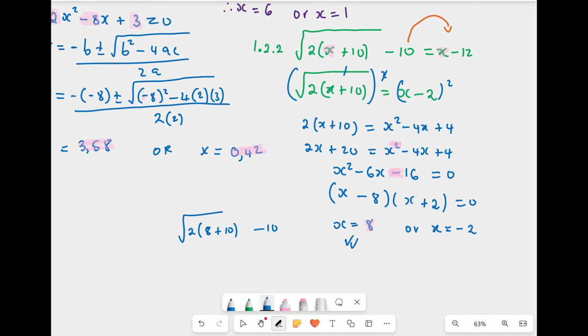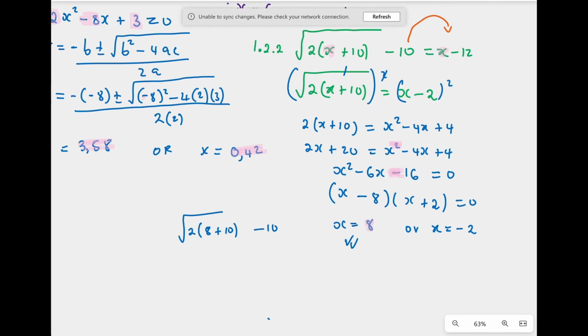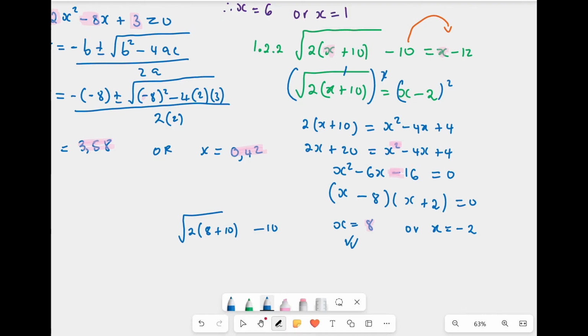And then if we substitute negative 2, you are going to have minus 2 plus 10, which will be positive 8. Positive 8 multiplied by 2 is 16. The square root of 16 is 4. But now if I put negative 2 on my right hand side, I'll get negative 14. So negative 2 is not applicable. The only answer is x is equal to 8.